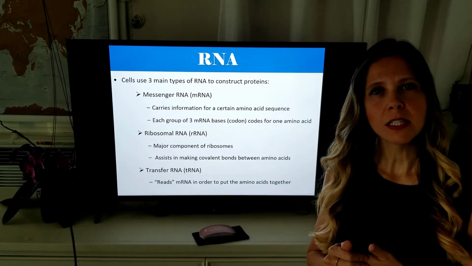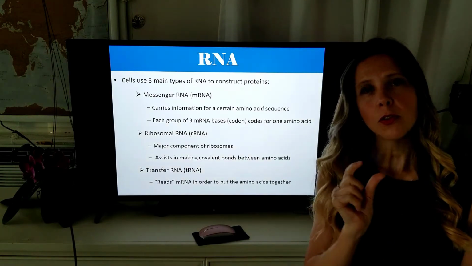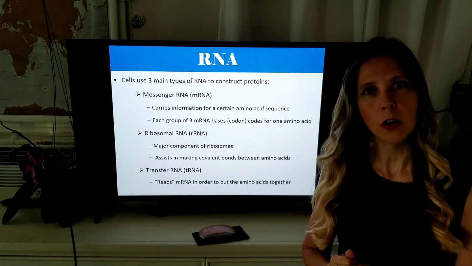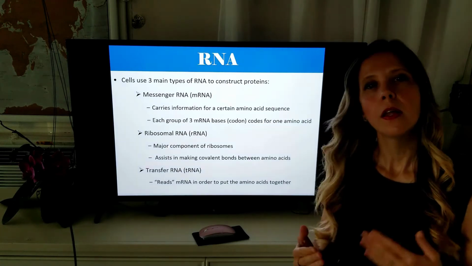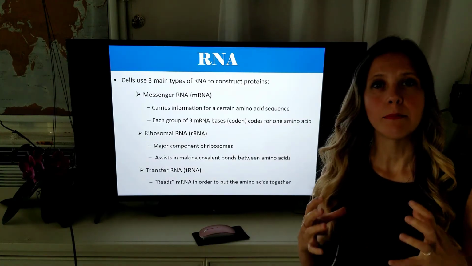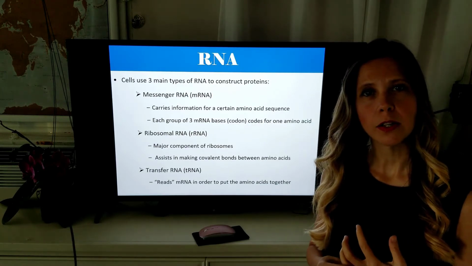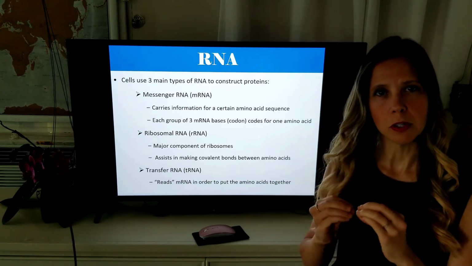This is done by reading that messenger RNA in sets of 3. Three sets of nitrogenous bases on a messenger RNA are known as a codon, and each codon will code for a specific amino acid. The ribosomal RNA is a major component of our ribosomes, and it is going to be involved in joining our amino acids together, forming those covalent bonds.